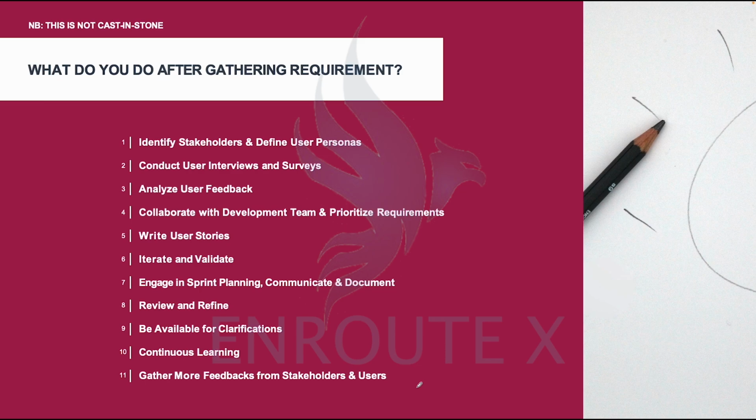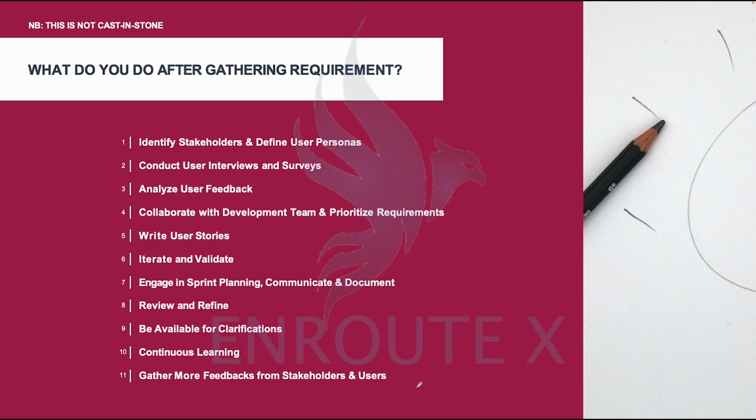Then you conduct your user interviews and surveys. You analyze user feedback. You collaborate with development team and prioritize requirements. That's taking it further. You write your user stories. We know that already. You iterate and validate. Iteration, that is the sprint itself. When you begin to commence on the development, then you engage in sprint planning and communicate and also document. You review and refine. Then of course you need to be available for clarification.